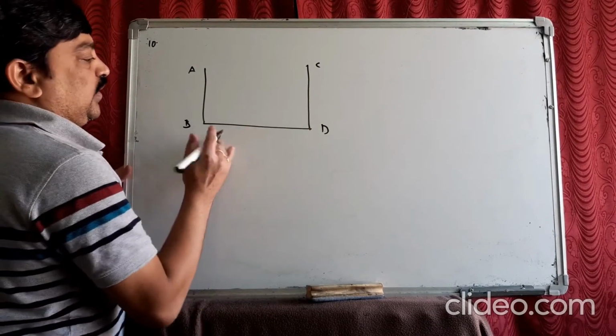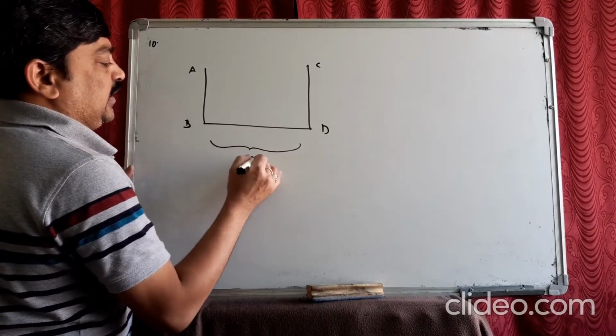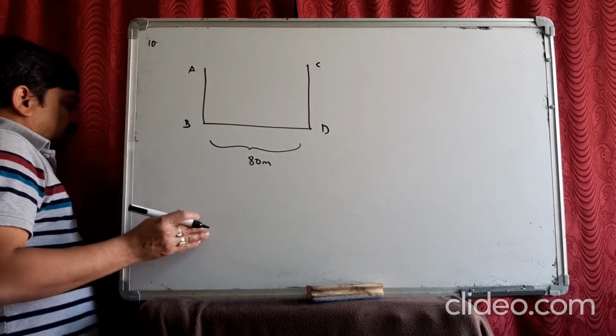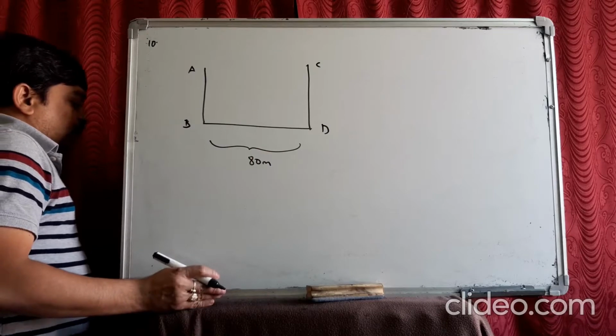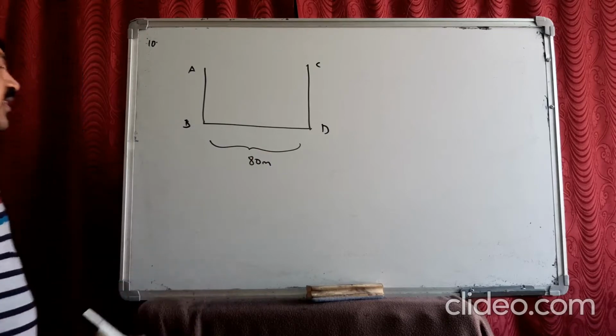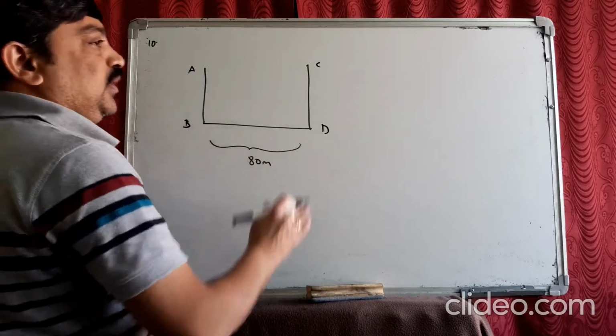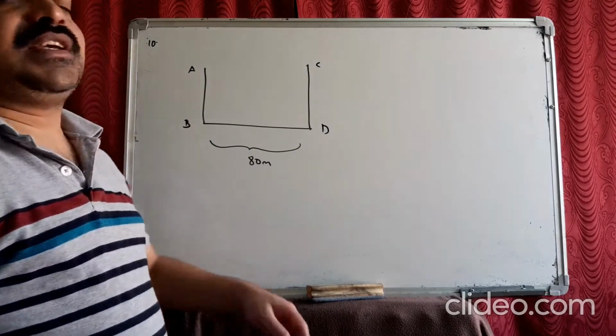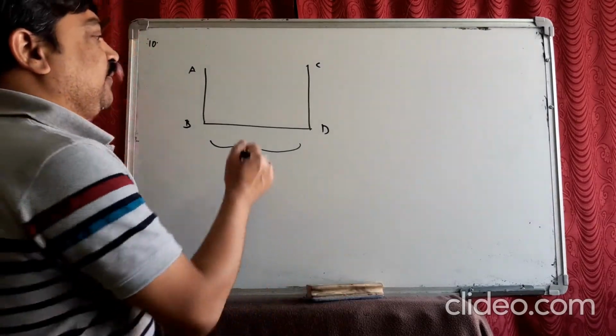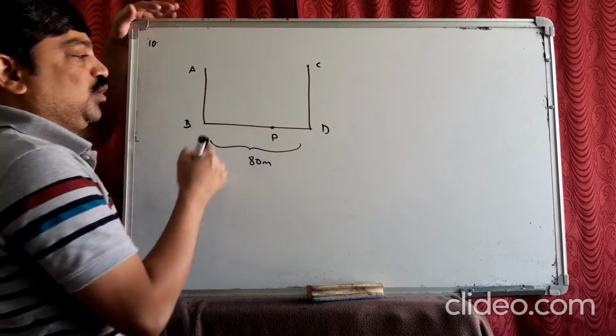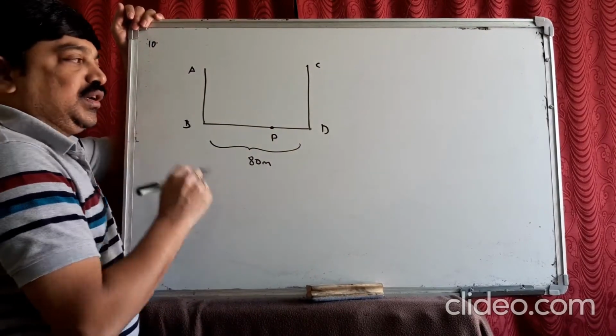Which is 80 meters wide. The distance between them is given as 80 meters. Now, from a point between them on the road, the angles of elevation to the top are 60 and 30 respectively. From a point between them doesn't mean that it is exactly at the midpoint. It may be somewhere else. So from a point, don't take it as the midpoint, it's very important here.